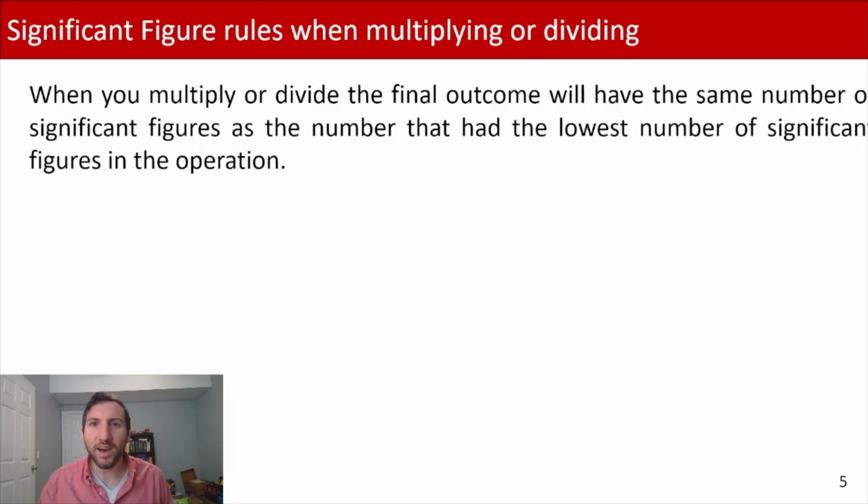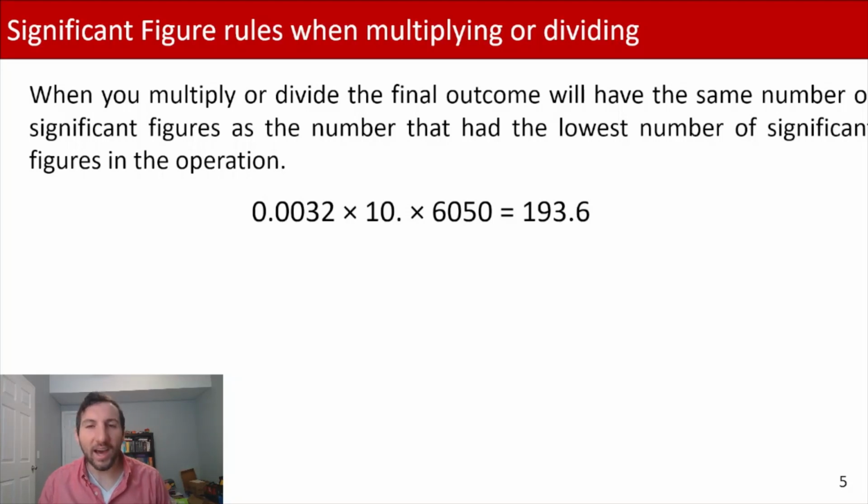When you multiply or divide, the final outcome will have the same number of significant figures as the number that has the lowest number of significant figures in the operation. So, for example, if I have 0.0032 times 10 with a decimal times 6,050, if I did that math immediately, I'll get a value of 193.6. Now, I need to obviously take into consideration the number of significant figures. And so we're going to look at each of those individual numbers in that multiplication process to identify which one has the lowest number of significant figures.